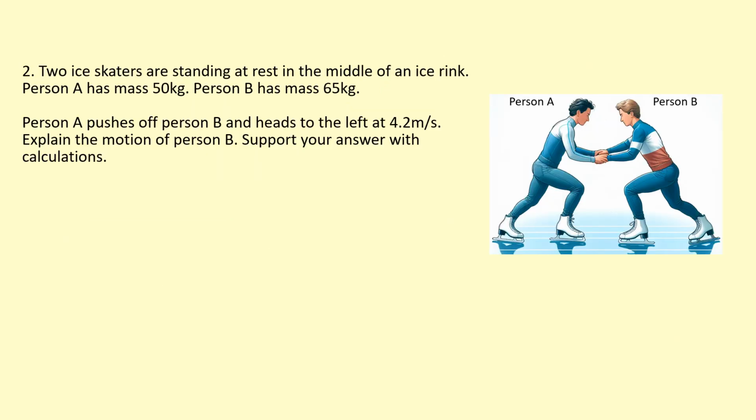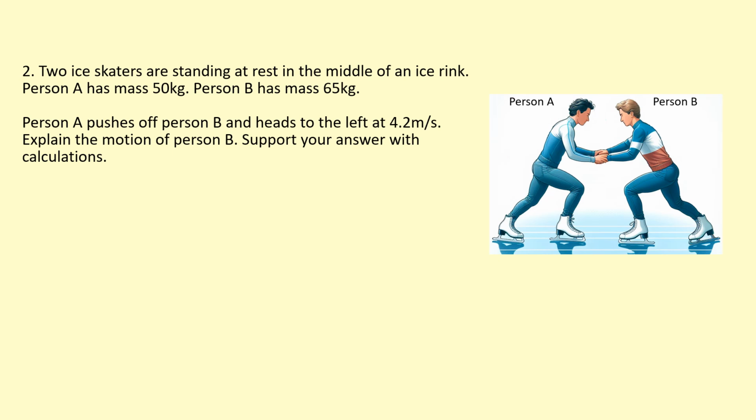Example 2, we've got two ice skaters. They're standing at rest in the middle of an ice rink. Person A has mass 50 kilograms and person B has mass of 65 kilograms. Person A pushes off person B and heads to the left at 4.2 meters per second. Explain the motion of person B. Support your answer with some calculations.